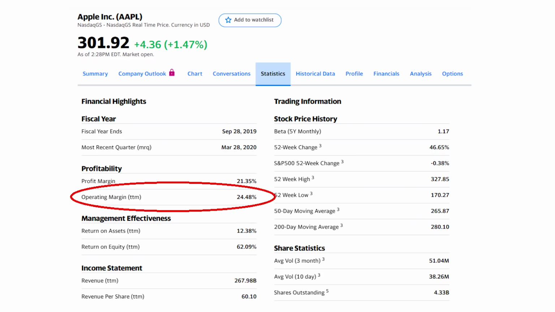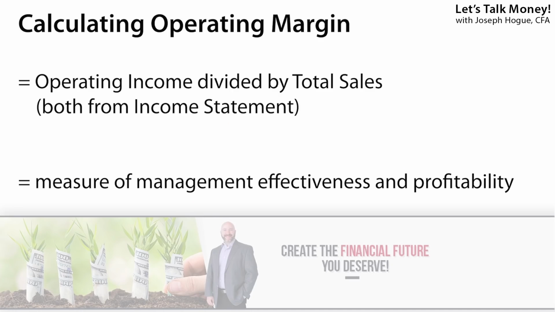So first is that operating margin, and you can find it here in the statistics tab on Yahoo, or just divide the operating income by total revenue. And both of those numbers are in the company's income statement. So that operating margin, or the profitability, shows you how well management is converting sales into operational profits. So the sales minus all operating costs.